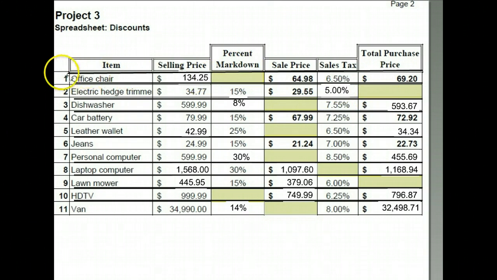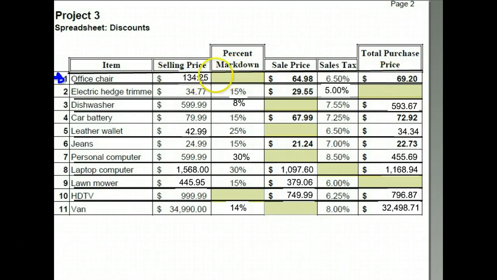So let's go one row at a time. Let's start with this first row. This one has to do with discounts. So line 1 says you have an office chair. The regular selling price is $134.25. We don't know our markdown percent, but we do know that our sale price is $64.98. Then they add a tax and a total purchase price here.